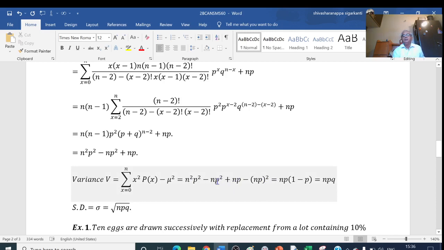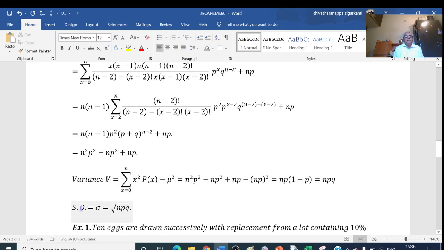Or taking np common factor, 1 minus p. This is equal to np into, what is 1 minus p? 1 minus p is nothing but q. So that is here variance v is given by npq.